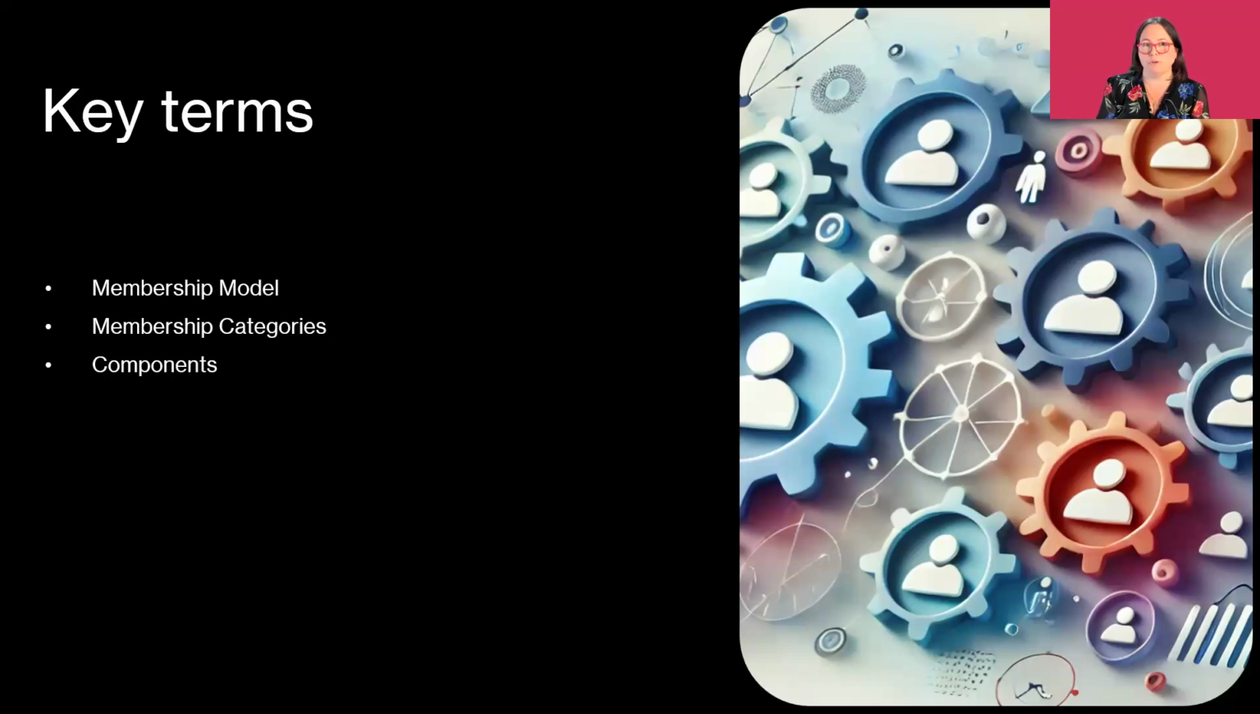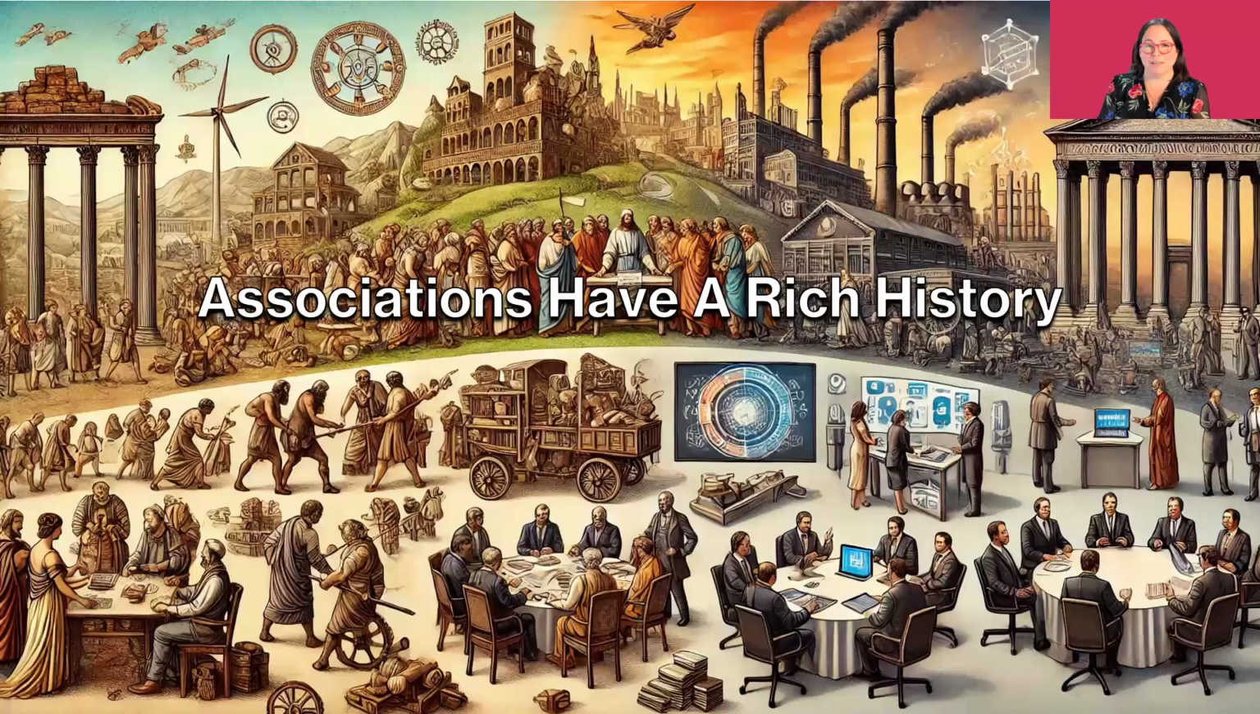Components is the term that refers to the subgroups that operate within your association, things like special interest groups, branches, that kind of thing. But onto the main framework here. So, as I said, associations have been around for a long time. They actually have a really interesting history, which is a future paper I'm working on at the moment.